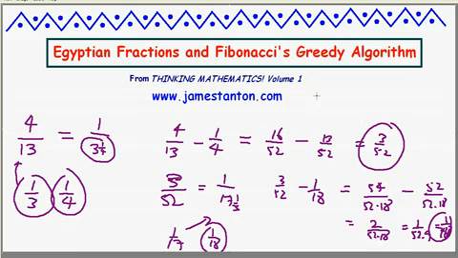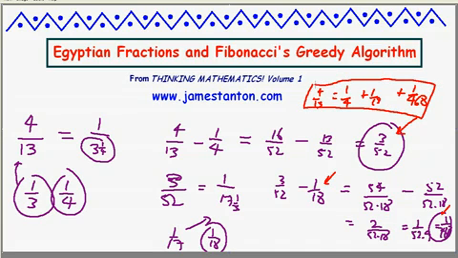I can piece this all together and now have that 4/13 is, I managed to take off a quarter. That left me a result which I could then rewrite as taking off an 18th. There's the 18th. But what that left me behind taking off an 18th is 1/468. There it is, 4/13 is an Egyptian fraction.